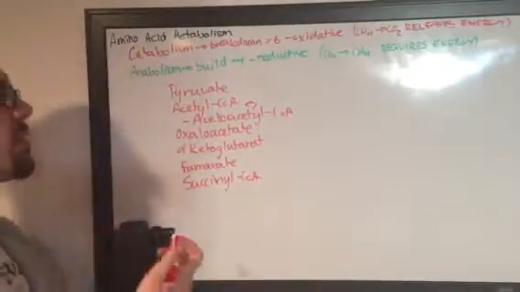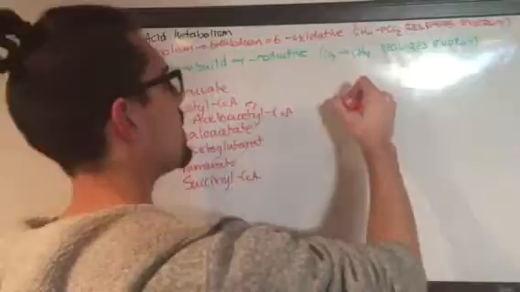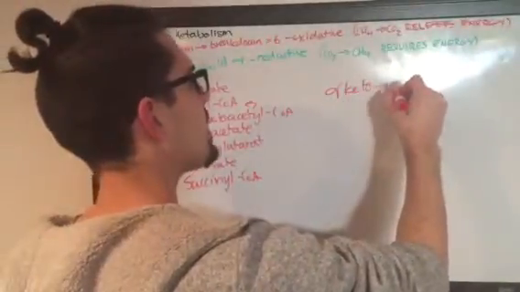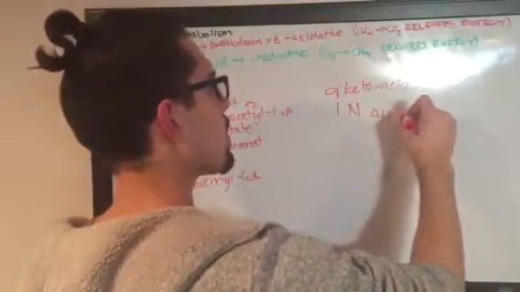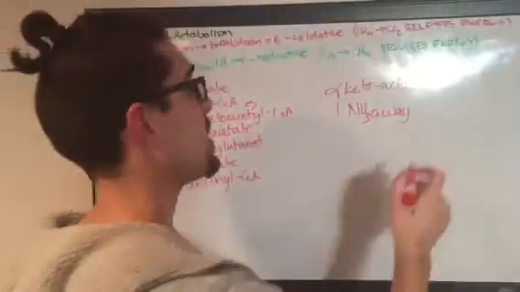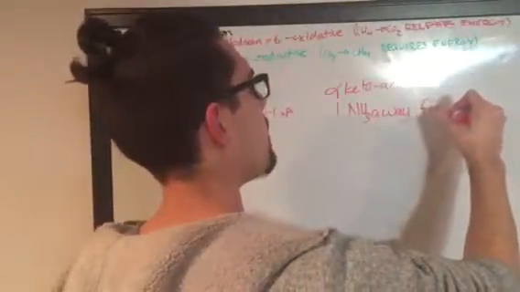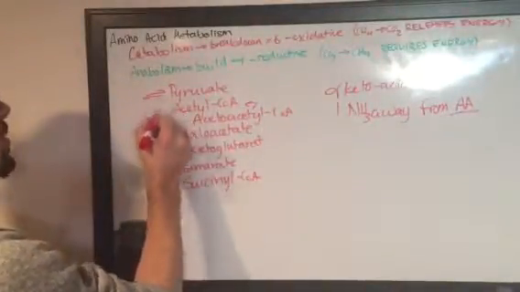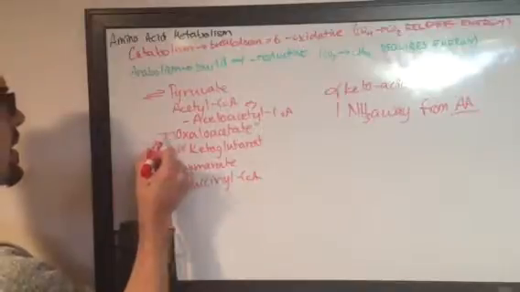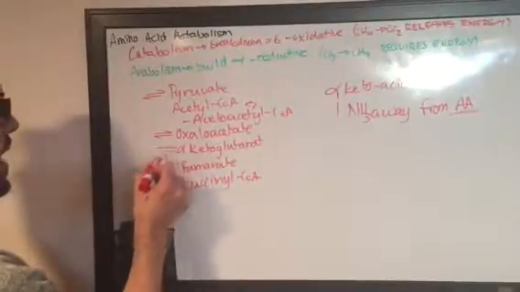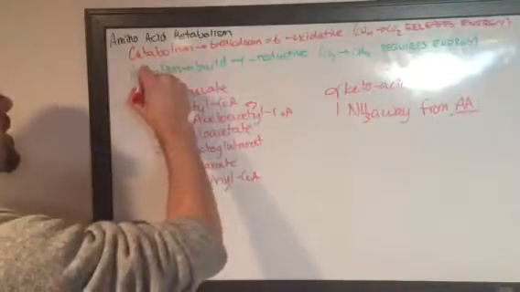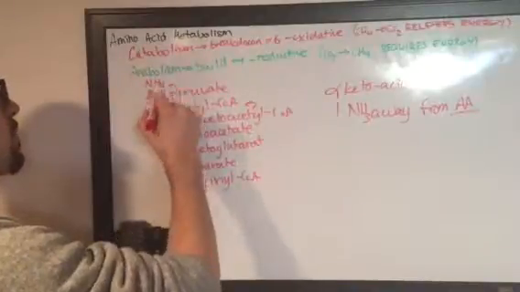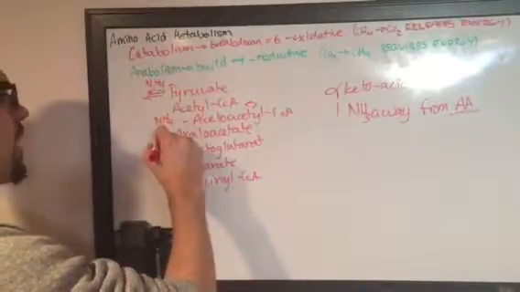Now, in these, we have 3 alpha-keto acids. Alpha-keto acids are 1 nitrogen group away, probably NH3, from being an amino acid. That means that pyruvate is one of these alpha-keto acids, oxaloacetate is another, and alpha-ketoglutarate is the last. These 3 alpha-keto acids, if a nitrogen group is added to them, will be converted into an amino acid.